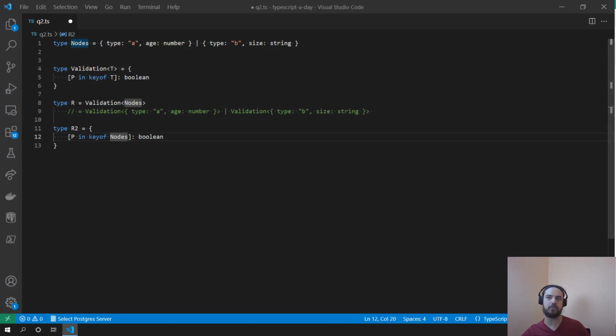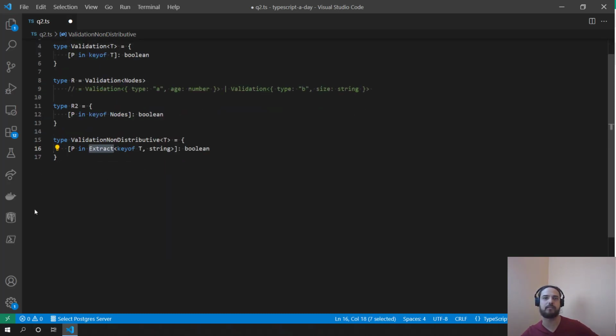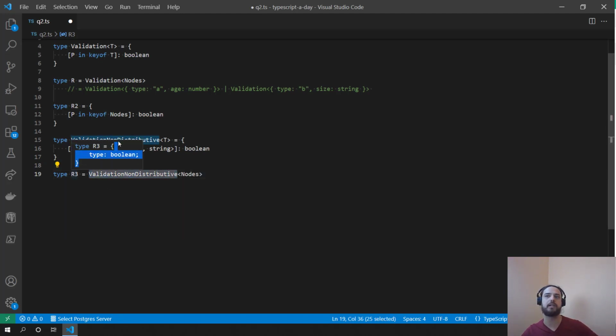Not all mapped types are, of course, distributive. For example, even the Validation type we wrote before, if we were to do some sort of manipulation of the keys, for example, try to extract just the string keys, then this type itself would not be distributive either. So if we were to apply this type to our Nodes, we'll see that again we get type of boolean without actually having the distribution happen over the constituents of Nodes.